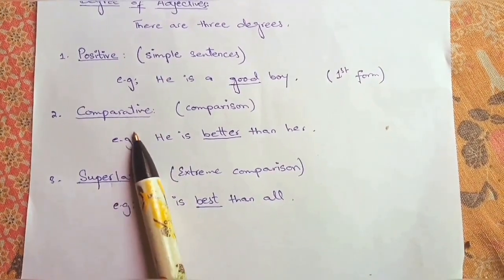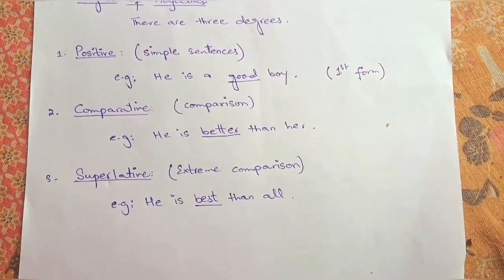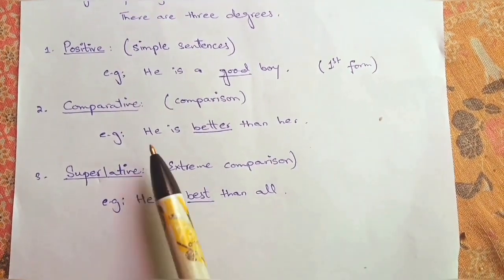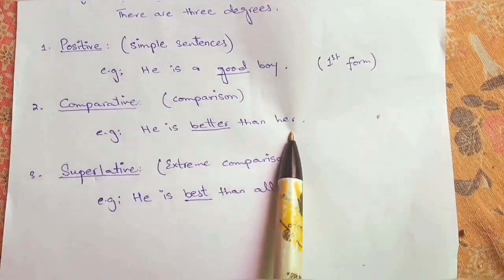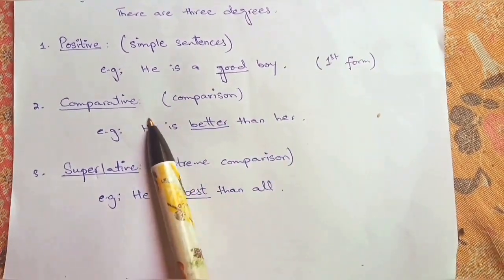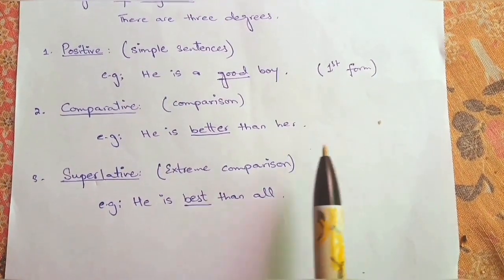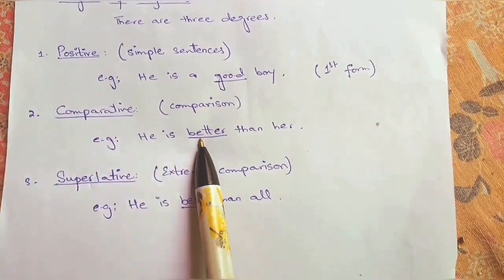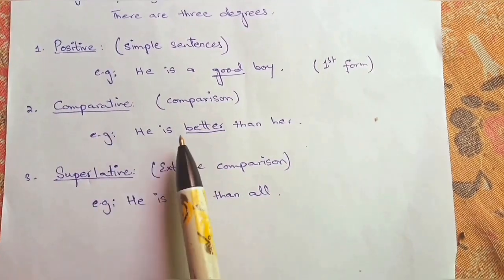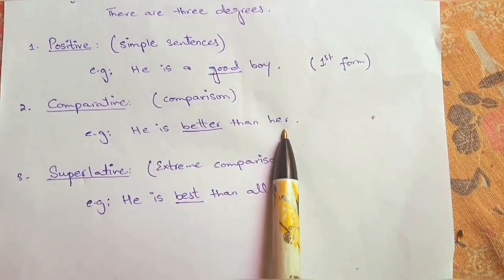Second one is comparative degree. Comparative degree is what? Like I am comparing someone to somebody else. For instance, he is better than her. Over here in this example, I am comparing a boy with a girl, with a particular girl, with one person, right? So in this, better is a comparative degree because over here, one person is going to be compared with the other one.